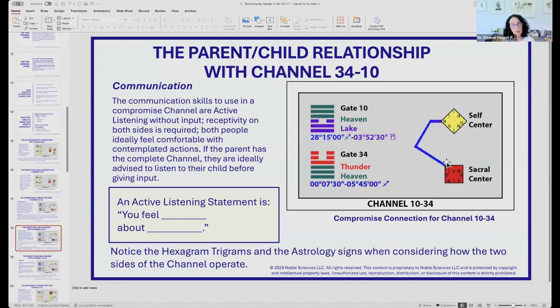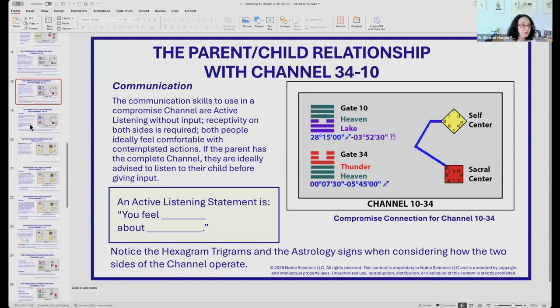So if you have the 34-10 as the parent of a child, or if you're writing a report for someone where the parent has the 34-10 and the child has one of the two, advise the parent to stop and listen to what their child needs. Does the child want to take on a role, do something in the world? Do they have a gut feeling that they want to do something? And if the parent steps in too soon, they take the energy away from the child. You do not want the parent to do that.